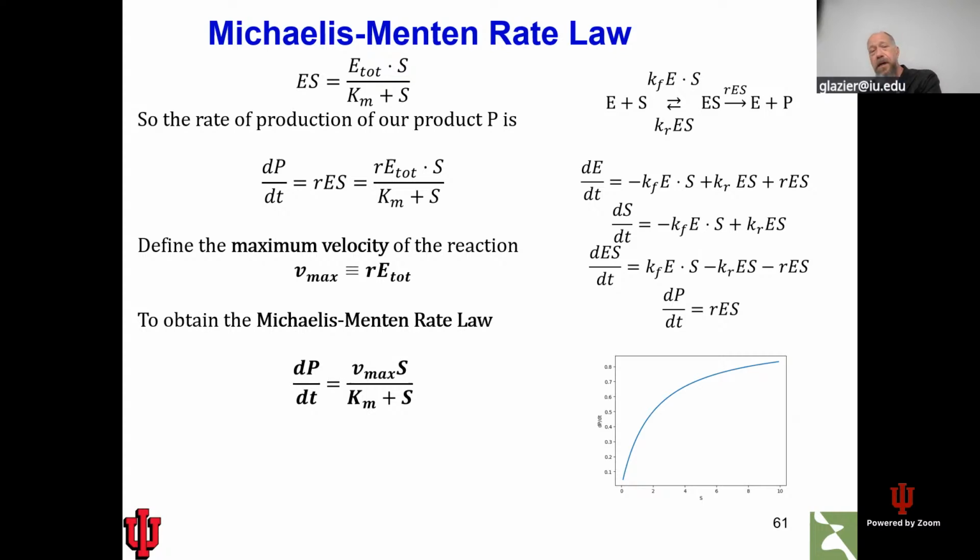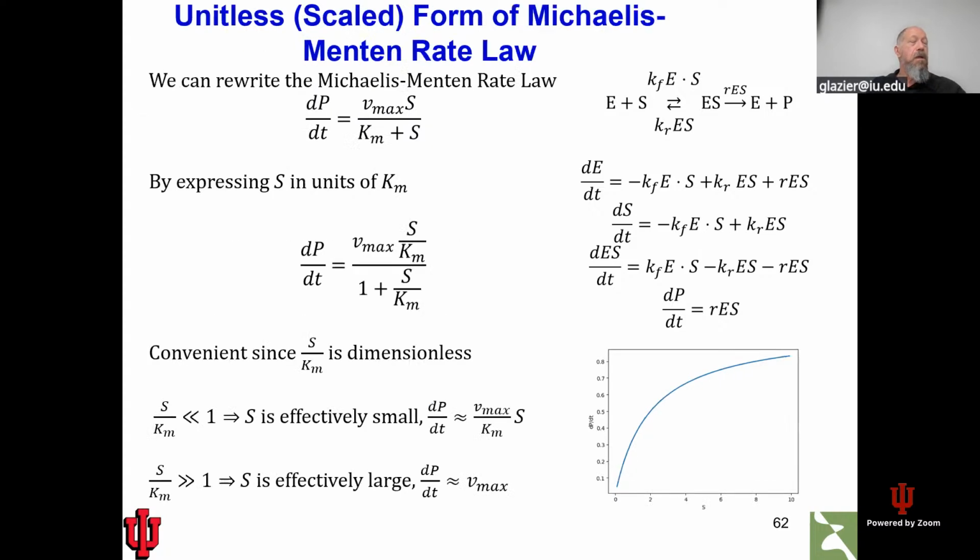And I wind up with the Michaelis relation, which is that the rate of production of P is equal to Vmax times the amount of substrate divided by Km plus the amount of substrate. And that's the plot we were trying to generate just now. And so this is actually now a derivation of that. And you can also write this in what's called a dimensionless or unitless form, where you divide S through by Km. So you scale S relative to Km, the Michaelis constant.